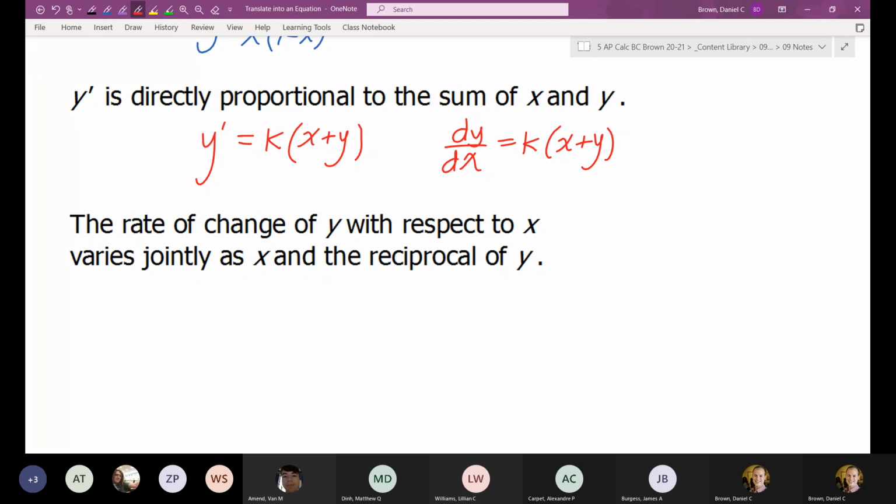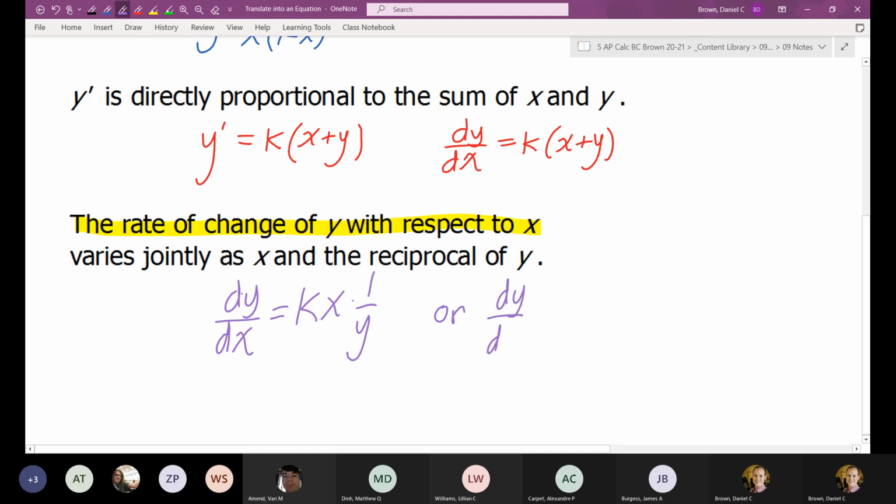The second one would be one that we can kind of solve. So I have the rate of change of y with respect to x. So all that is basically just telling you dy dx. And dy dx, it varies jointly as x and the reciprocal of y. And that's how we translate that one into a statement. Probably condense it a little bit and write it as dy dx is equal to like kx over y.